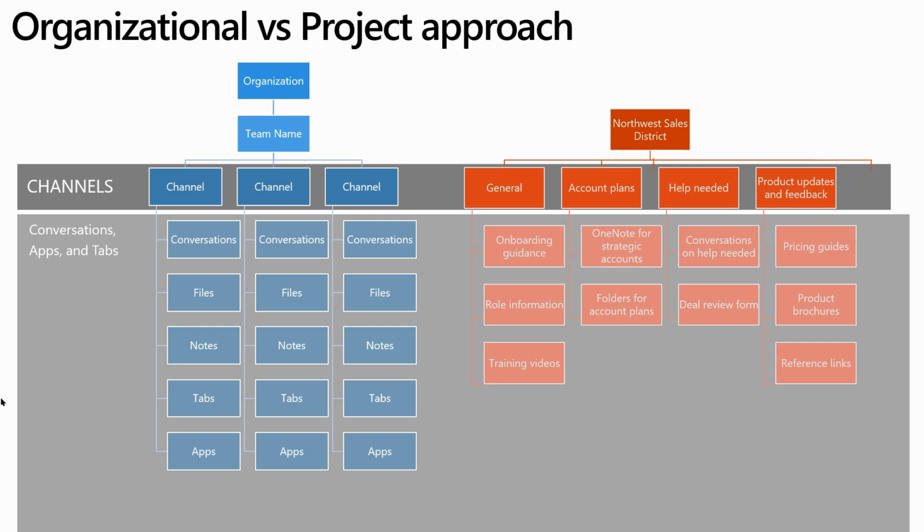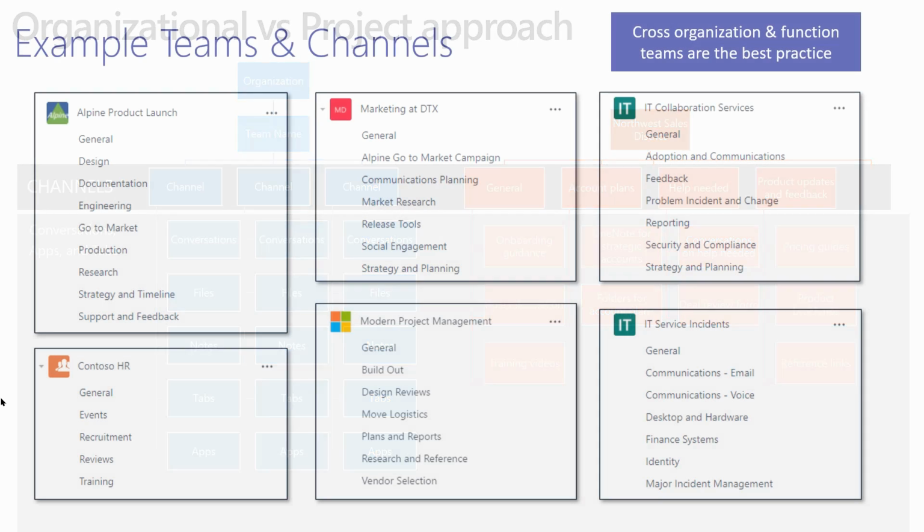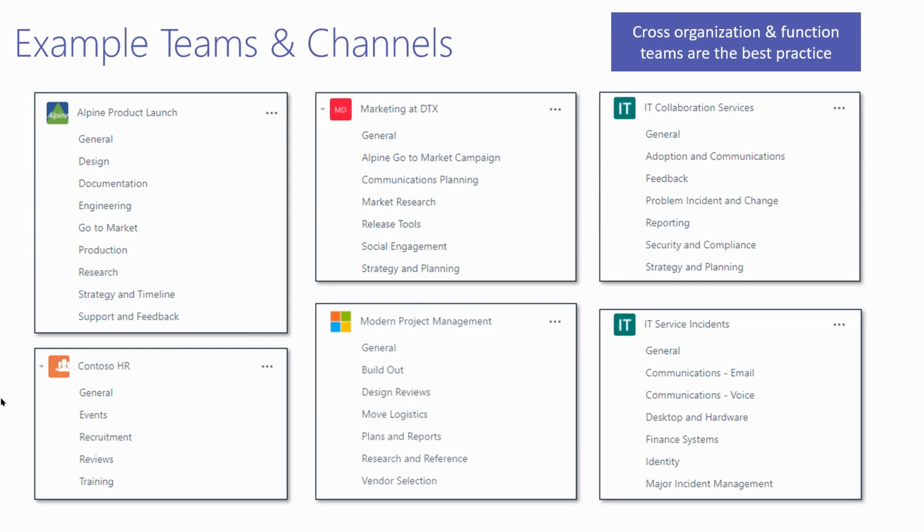Then in this example, we've set up other channels for account plans, for help needed, and product updates. Underneath that, we have examples of things you might include in that particular channel. And this is really the secret sauce. What you pin inside your channel and what you include in terms of files and tabs, notes, and other applications, that's what brings your channels to life. So you do want to think about that so people feel comfortable and they have an understanding of what they're supposed to do and what they're supposed to find in your channel.